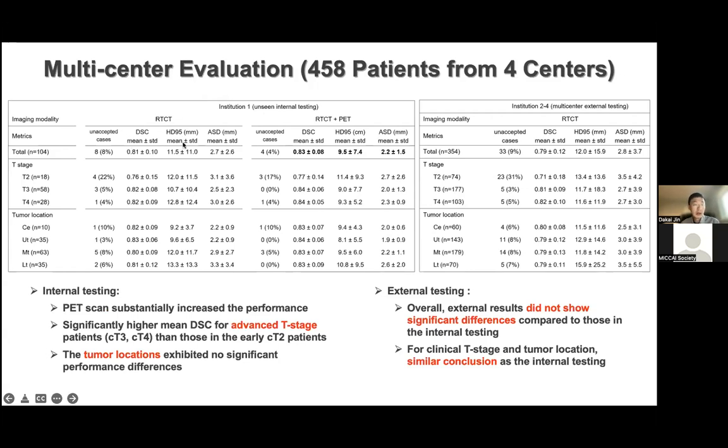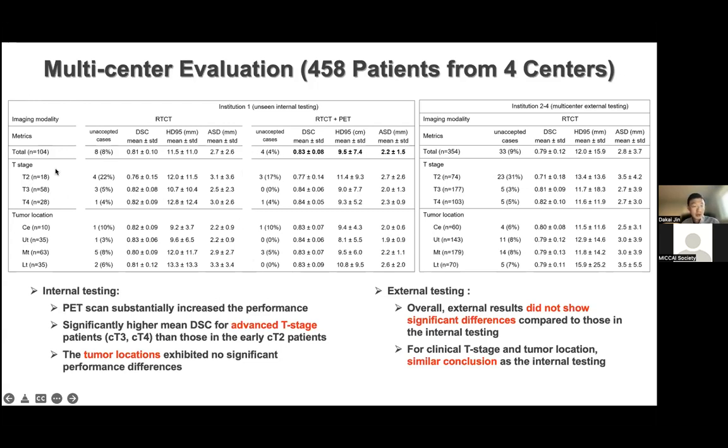When you directly do the testing using only the CT images, they have a Dice score of about 81%. And when it's enhanced by the PET, the Dice score can be improved. Also note that there are unacceptable cases. These are cases where the models almost completely segmented the wrong location of the tumor, or just completely missed the tumors. Using CT alone, there are almost 10% missed cases. However, adding PET can decrease this to half of these completely missed patients.